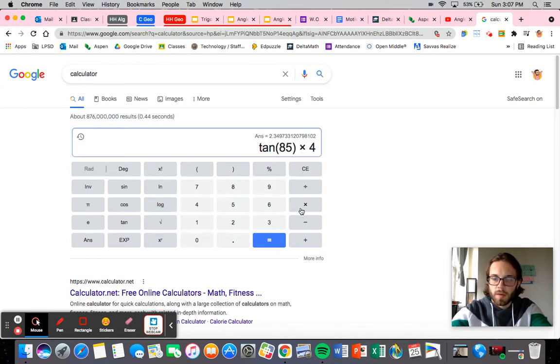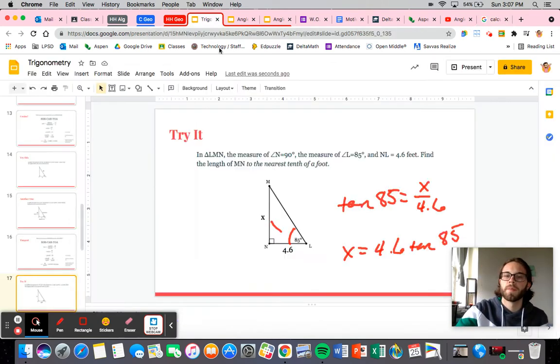And 4.6 will be 52.6. All right. So if you do it out, you will end up with 52.6 feet, which makes sense, right? This is a very small angle. It's only 5 degrees. So of course, this is going to be much smaller than that one up there.